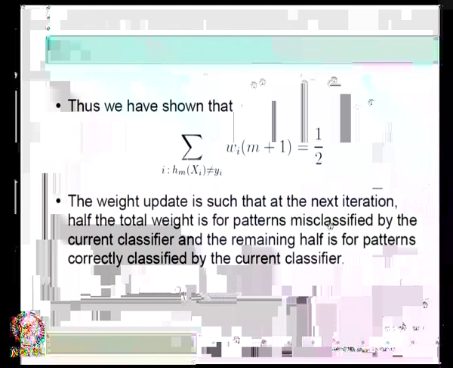So, we have shown that the sum over i such that xi is misclassified by HM, of the weights at the next iteration, is half. So, the weight update is such that at the next iteration, half the weight is on patterns misclassified by the current classifier and the remaining half is on patterns correctly classified by the current classifier, right. So, this is a very interesting weight update rule.